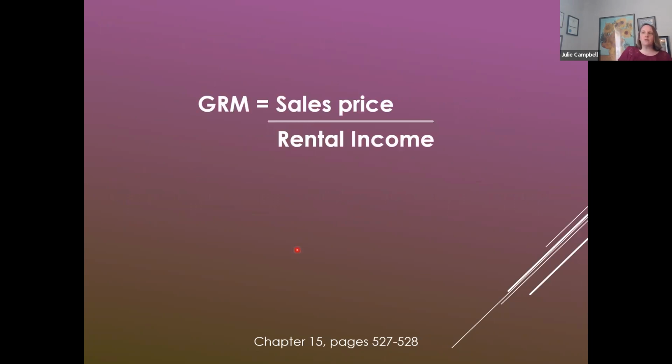So to help them determine that GRM, all we do is take the sales price and divide it by the expected rental income. Again, if it's annual rental income, the GRM is going to tell you how many years before I make that sales price. If it's monthly, it's going to tell you how many months before I get that sales price.